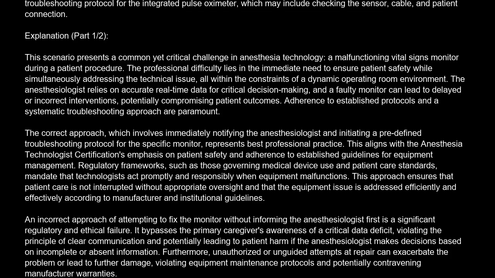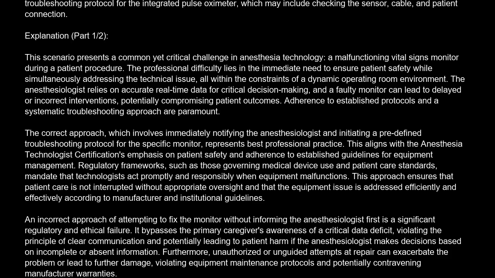The correct answer is D. Immediately inform the anesthesiologist of the erratic pulse oximeter readings and initiate the institution's approved troubleshooting protocol for the integrated pulse oximeter, which may include checking the sensor, cable, and patient connection.